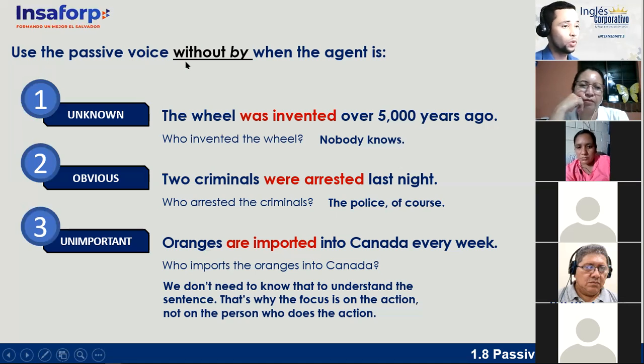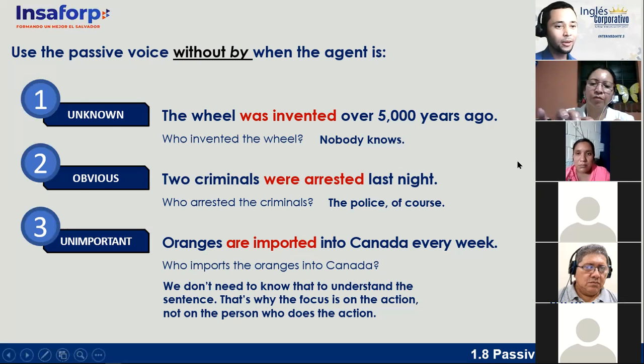So, reviewing. We use the passive voice without by when the agent is unknown, like the wheel was invented 5,000 years ago. Obvious, two criminals were arrested last night. Or unimportant, oranges are imported into Canada every week. Si se fijan, en ninguna de las tres ocupamos by. Porque no sabemos quién lo hace, porque ya sabemos quién lo hace, o porque simplemente no es importante. Before we continue, do you have any questions? No questions. Okay, perfect. Let's continue.